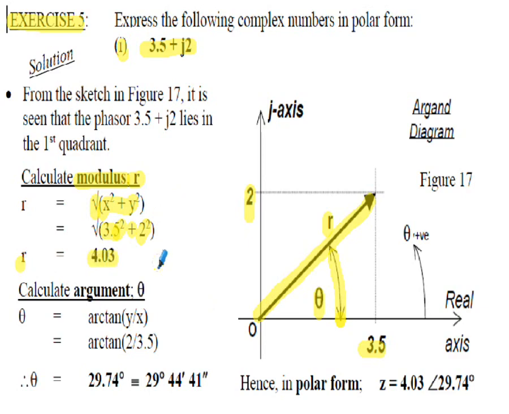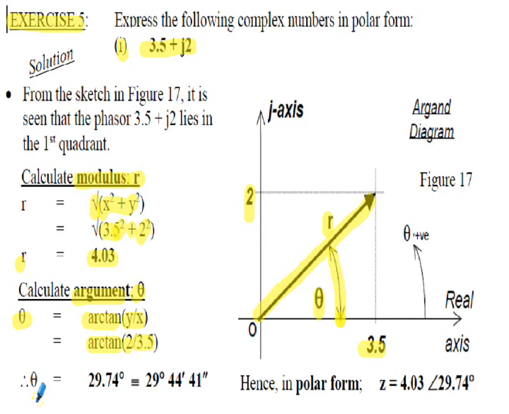We now need to calculate the argument, theta. We can clearly see that the phasor is in the first quadrant, so it's a direct solution using our inverse tan formula. So theta is equal to arctan, or tan to the minus 1, of the y divided by the x. In this case, that's arctan of 2, the j-axis value, divided by 3.5, the real axis value.